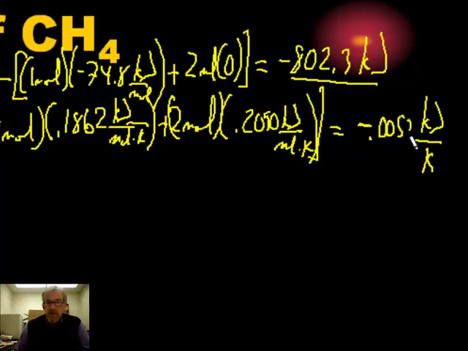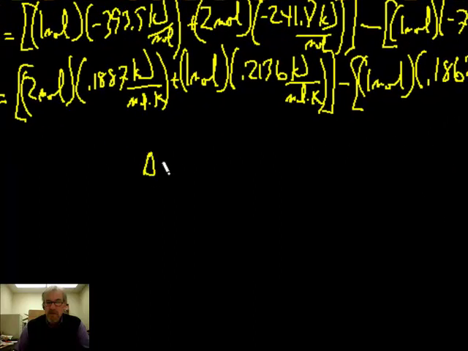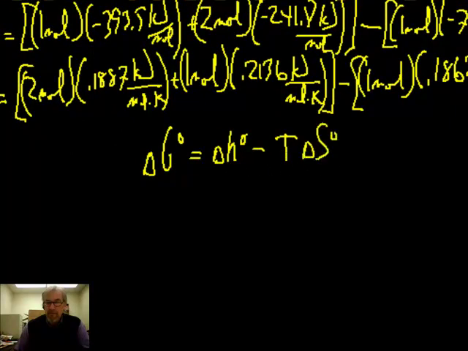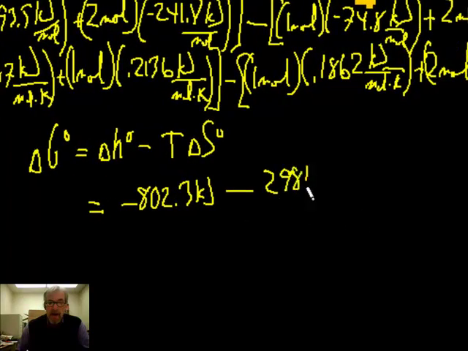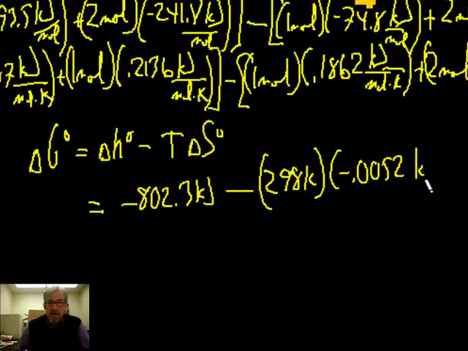So what's delta G naught? Well, delta G naught is defined as delta H naught minus the absolute temperature times delta S naught. So plugging in our information here, delta H was negative 802.3 kilojoules, minus, well, these are standards, so we're at 298 kelvins, times a negative 0.0052 kilojoules per Kelvin.